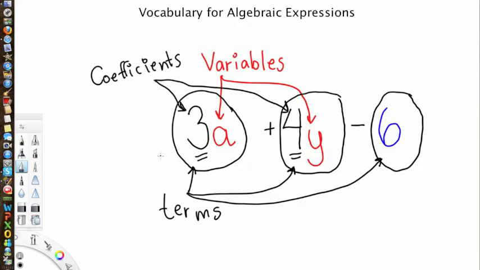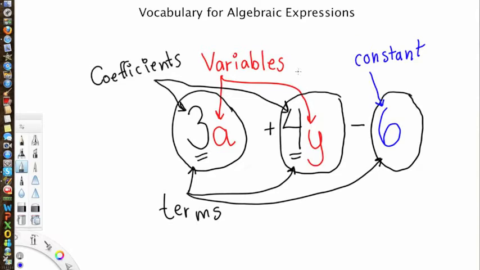That leads us to our next important item, and that's a constant. I might say, what's a constant? This might be something new to you. A constant is simply a number. Okay, a constant is a value that doesn't change. That's what 6 is, our constant. It's usually a number all by its lonesome. A constant doesn't change. 6 will always be 6.